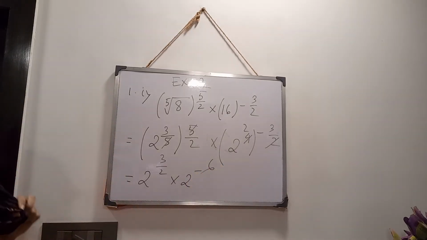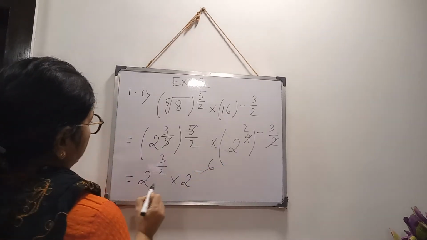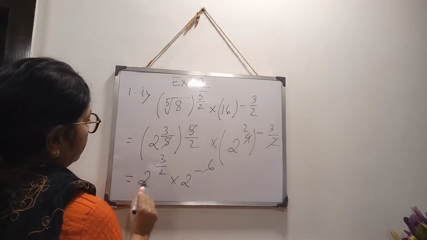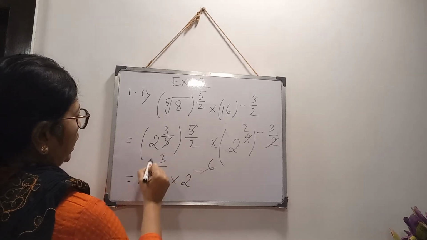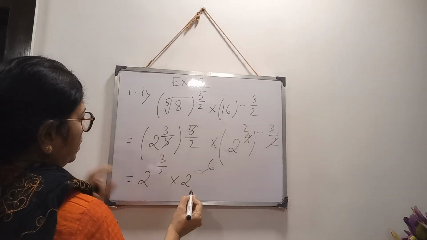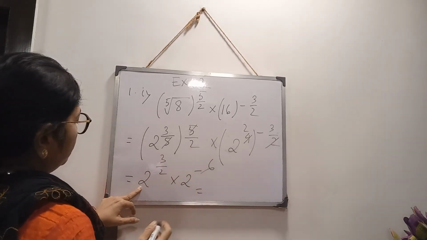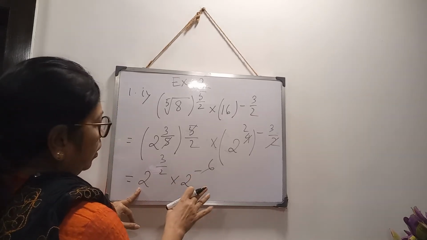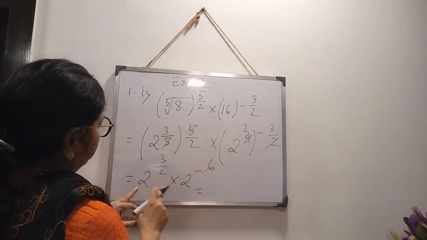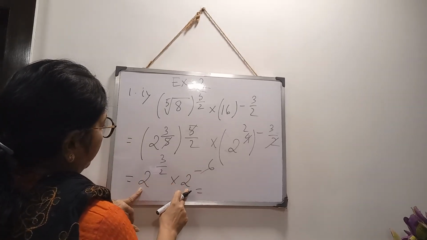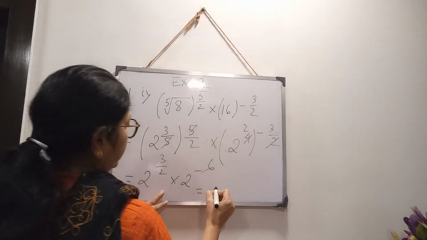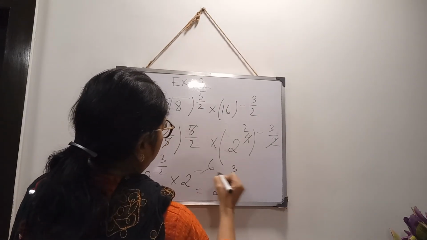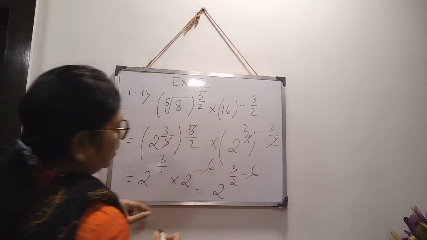So according to the fundamental law, there is multiplication. You have to check whether the bases are same or not. Here base same, 2 and 2. So we can add the power in case of multiplication. If there is 2, there is 3, we can't add. For different base, we can't add. But here 2 and 2, same base. So powers will be added. 2 to the power 3 by 2 plus, and there is minus 6, directly I am writing this.